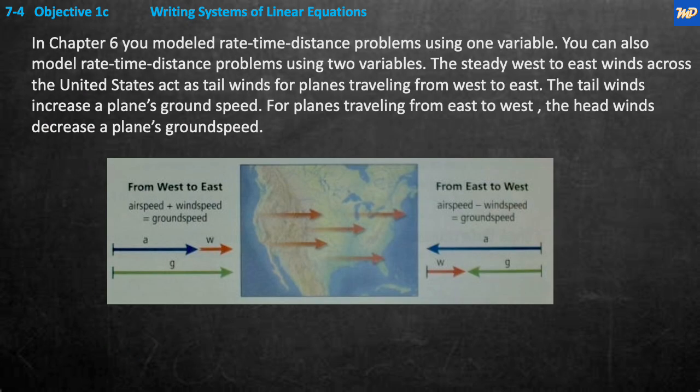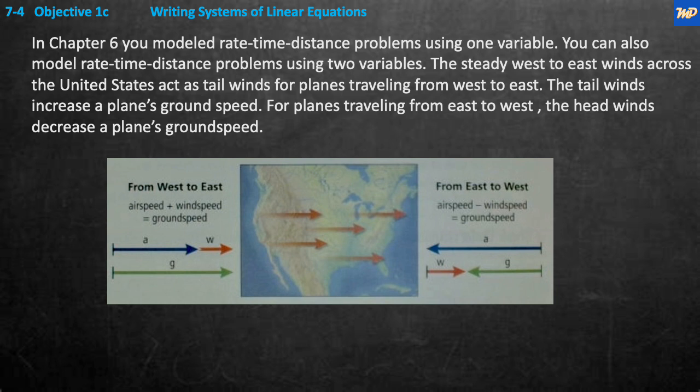Okay, objective 1, again, slide C, writing systems of linear equations. In chapter 6, you modeled rate, time, distance problems using one variable. You can also model rate times distance type problems using two variables. Now, let's look at this problem. A steady west to east wind crosses the United States, acting as a tailwind for planes traveling from west to east. So if you're flying from California to New York, the wind is blowing at your rear end, pushing you faster. They call that a tailwind.